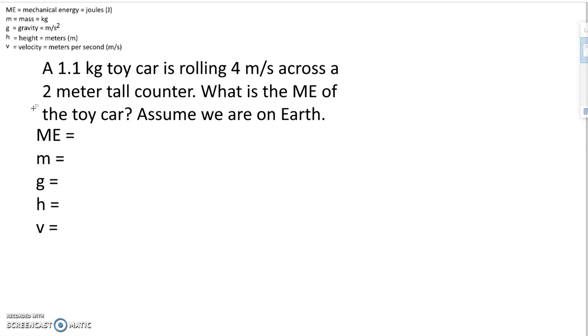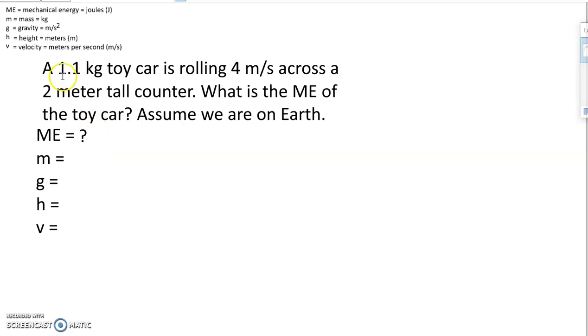A 1.1 kilogram toy car is rolling 4 meters per second across a 2 meter tall counter. What is the mechanical energy of the toy car? Assume we are on Earth. What I like to do is start by identifying what the question is asking me to find. This is the actual question inside the question: what is the mechanical energy of the toy car? So that tells me in my list my mechanical energy is unknown, so I'm going to put a question mark to say I don't know.